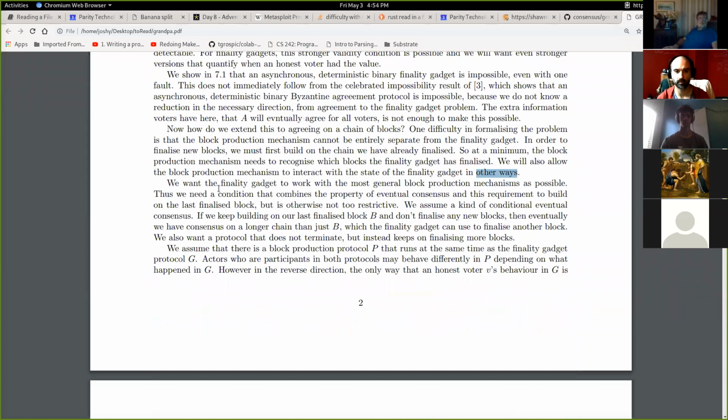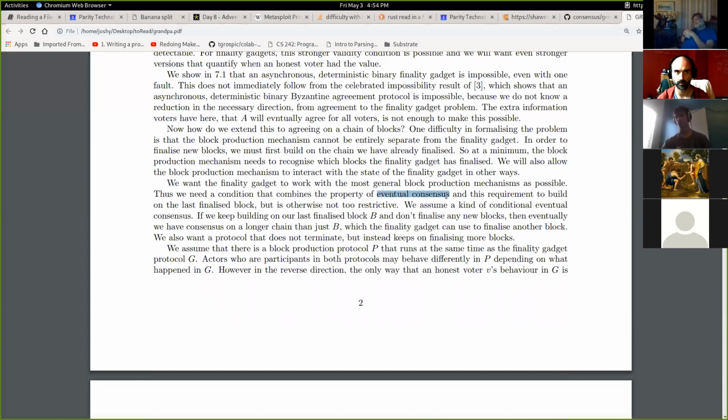So we want the finality gadget to work with the most general block production mechanisms possible. Thus, we need a condition that combines the property of eventual consensus. I think maybe I've confused eventual consensus with eventual consistency. I don't know if those are the same or not. Yeah, this is a good question.